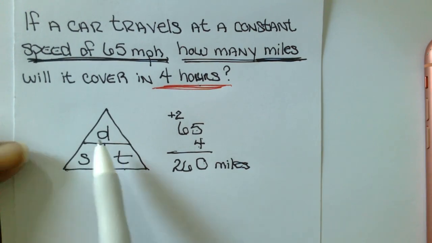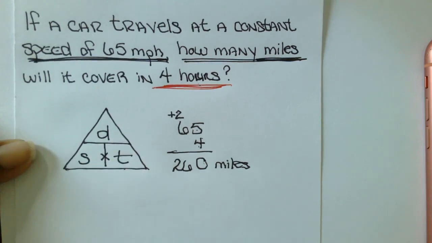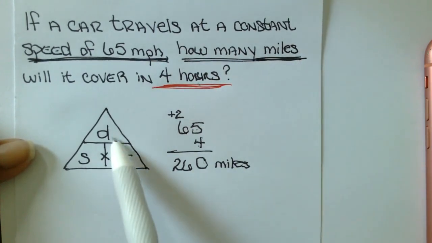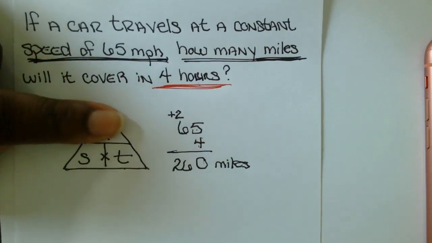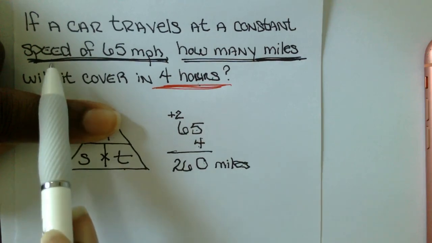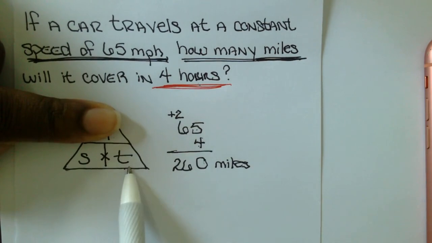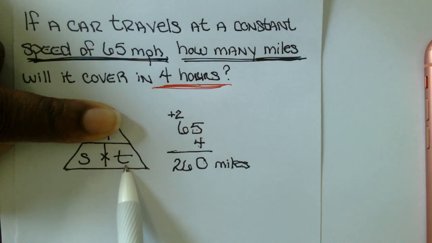So the triangle, this is what I use for distance, rate, and time formulas. If they're saying, for how many miles, miles represents your distance. So if I cover up the D, that means I need to multiply the other two given pieces of information, which were the speed, 65, and the how many hours, which is your T. So you will multiply your speed and your time.